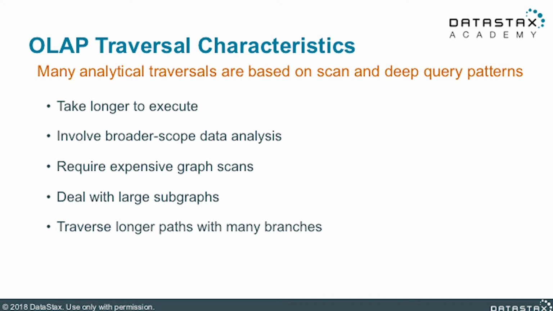Here are some of the characteristics that may help you to recognize an OLAP traversal and choose an appropriate execution engine. Any traversal that takes longer to execute, involves broader scope data analysis, requires expensive graph scans, deals with a large subgraph, or traverses longer paths with many branches should be strongly considered for execution by the OLAP engine instead of the OLTP engine. It is very straightforward to switch between OLTP and OLAP engines by simply switching between OLTP and OLAP traversal sources to start your traversal.